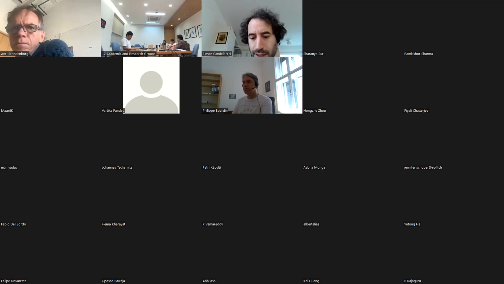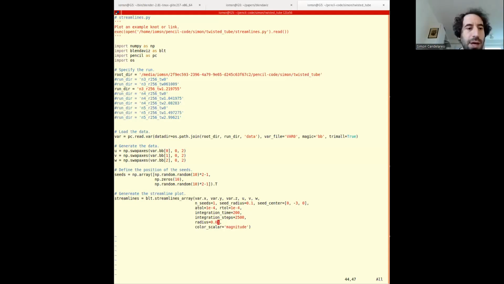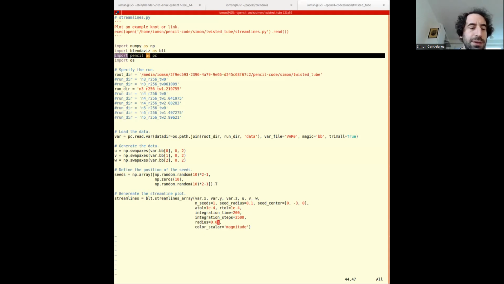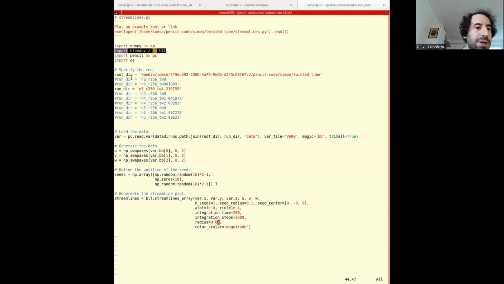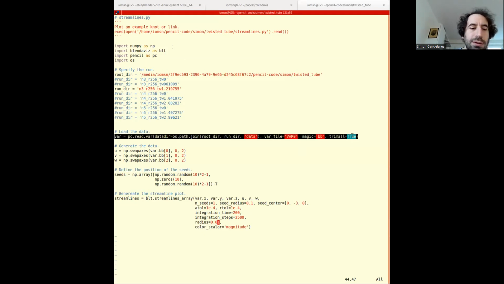So here we actually have, so this is actually Pencil Code data. So do you see this code here? Yes. Okay, so this is just Python, right? So what I'm doing here is I import the pencil code library, but also import our library, it's called BlenDaViz, which I call BLT. Okay, and what I do then is, well, I just read the var file, right? pc.read.var.